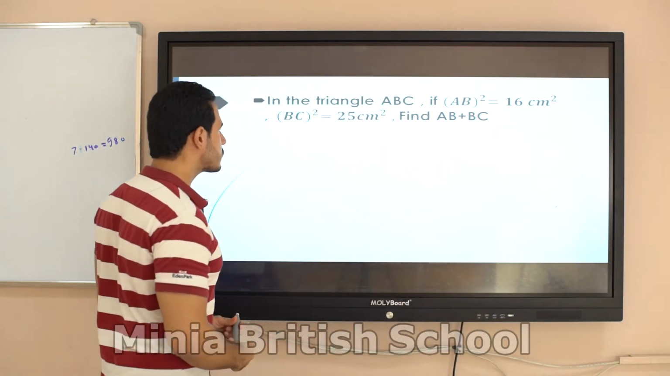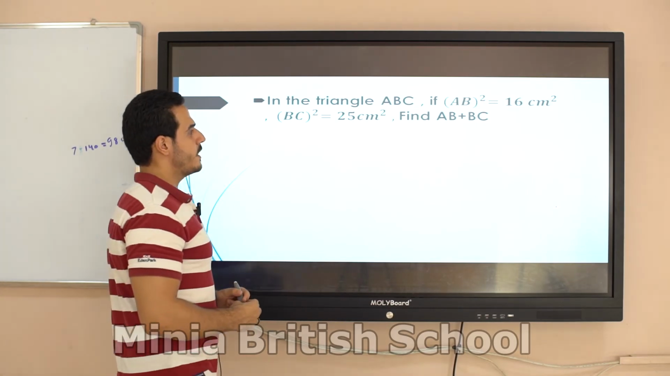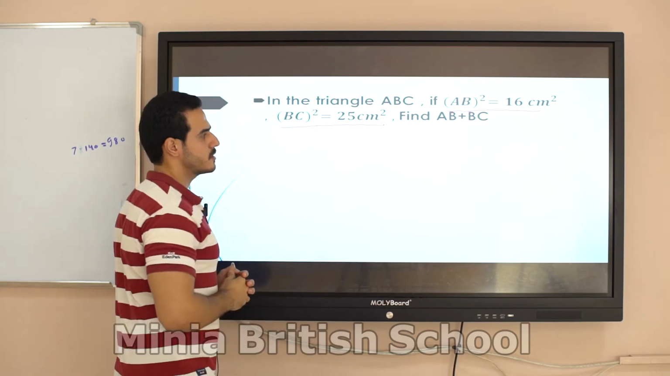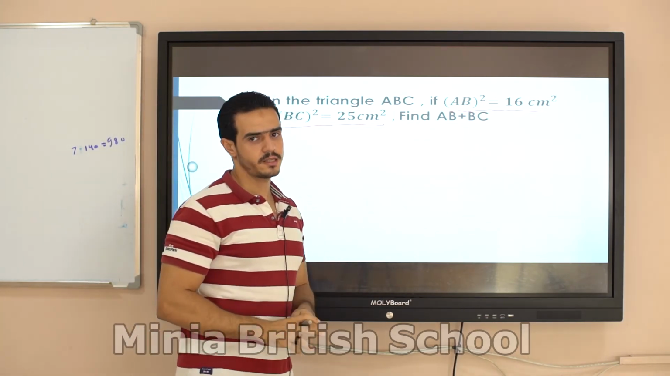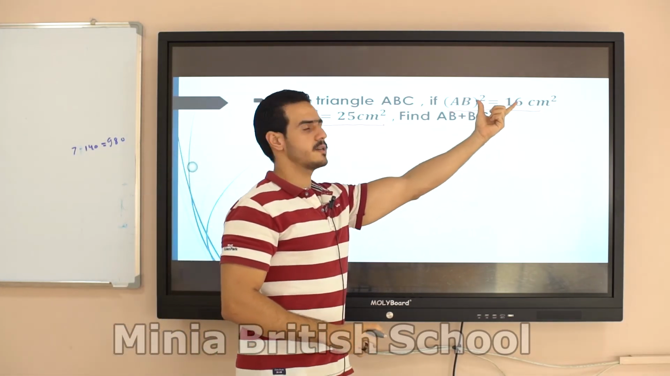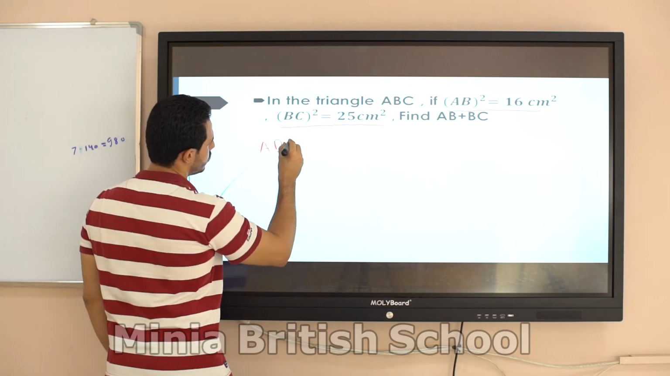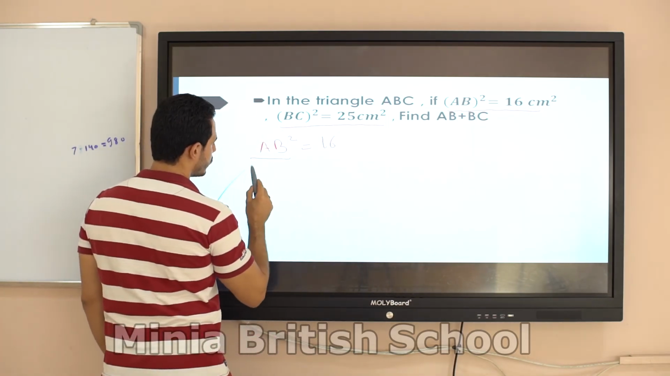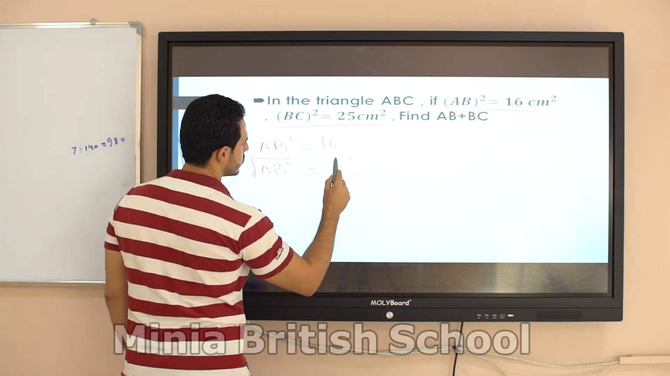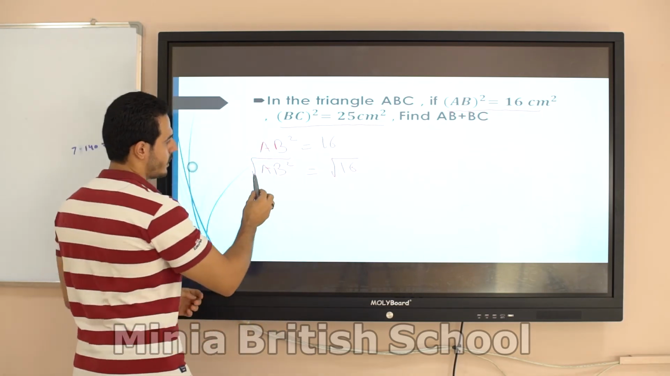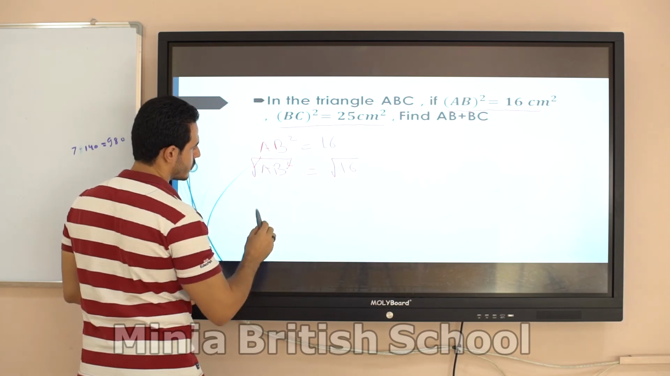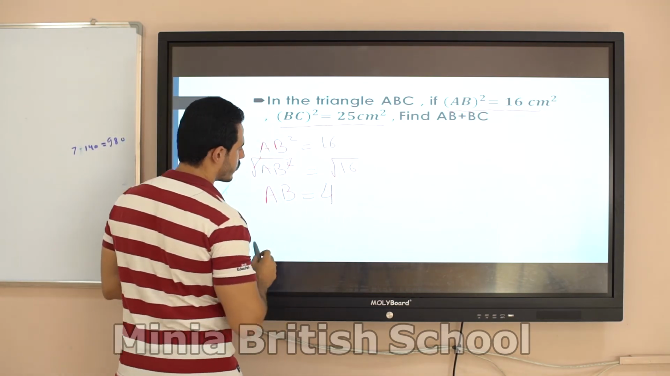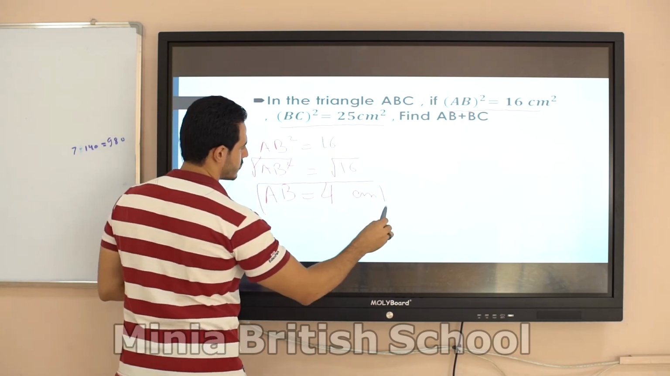Okay, now let's solve this. In the triangle ABC, if AB square equals 16 centimeter square and BC square equals 25 centimeter square, find AB plus BC. At first, to find AB, I will take this, AB power 2 equals 16. Okay, I want only AB, not AB power 2, so I will find the square root of AB power 2 equals square root of 16. So this cancels this, square root cancels power 2, so AB equals square root of 16 equals what? Equals 4. So AB equals 4 centimeters.